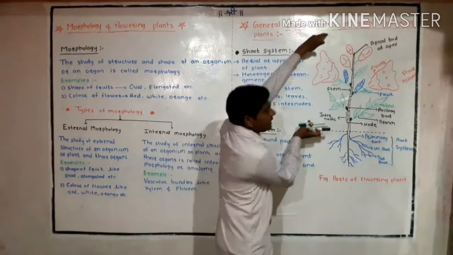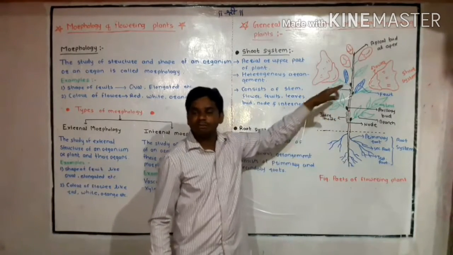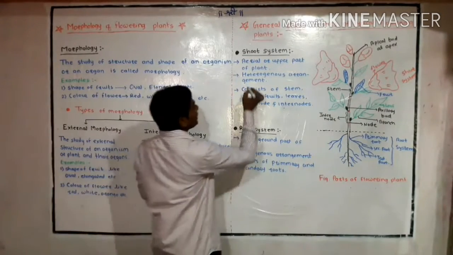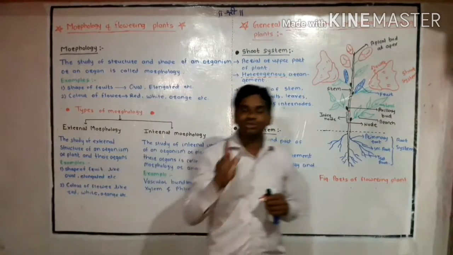As in this aerial part, different organs are present, for example, branches, leaf, bud, fruit, that's why this type of arrangement is called a heterogeneous type of arrangement. A question can be asked to you in NEET.